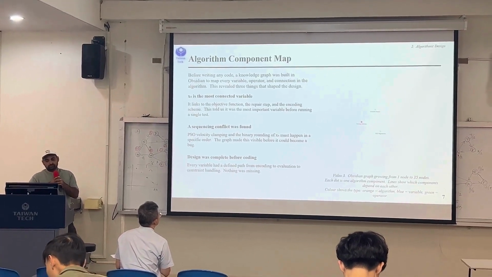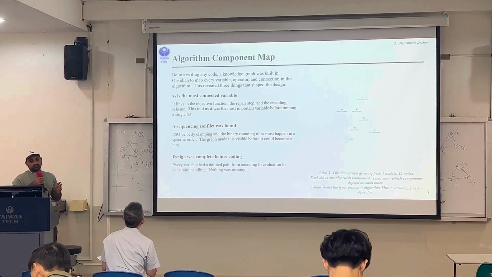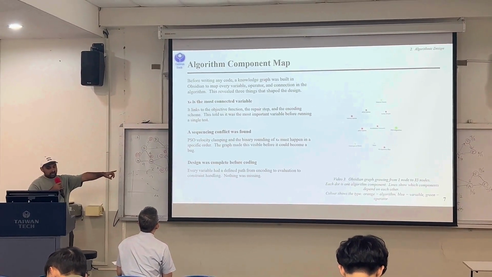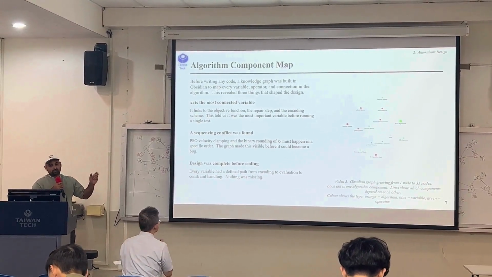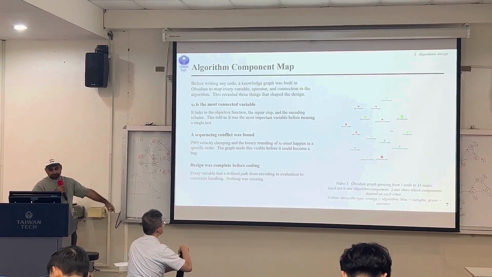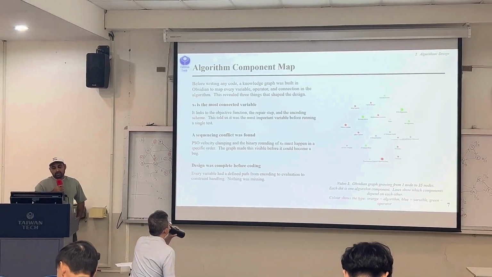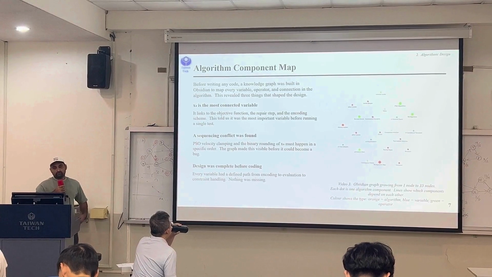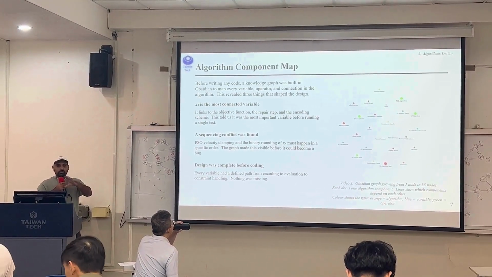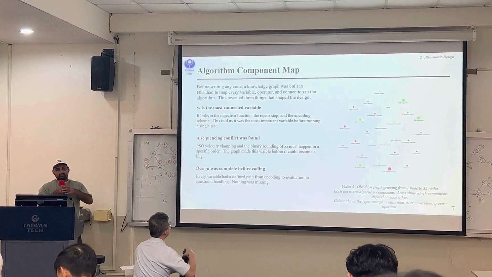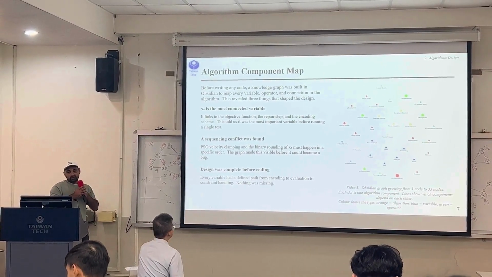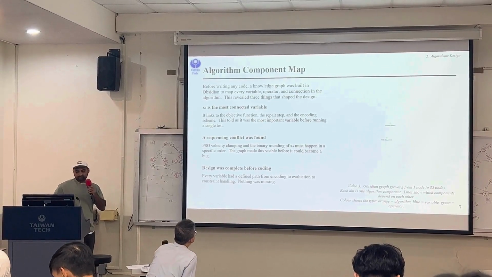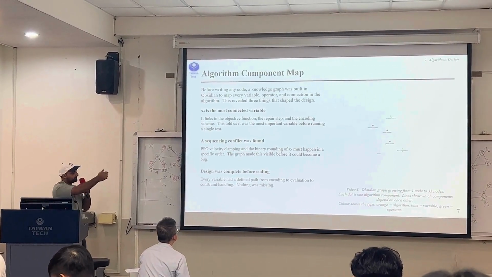As you can see on the right side, the X4 is the most connected variable with different colors, and a sequence conflict was also found, PSO velocity, and for the X4. The design was completed before the coding. So before going forward with the coding, the design was completely built with the help of the Augustian graph map for the component map, as you can see on the right side of your screen.